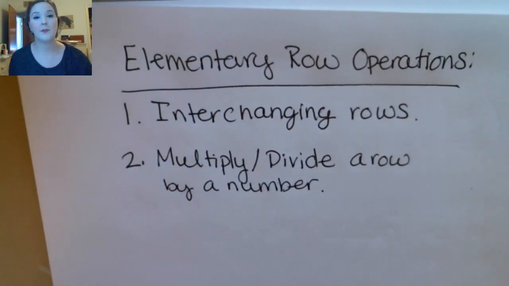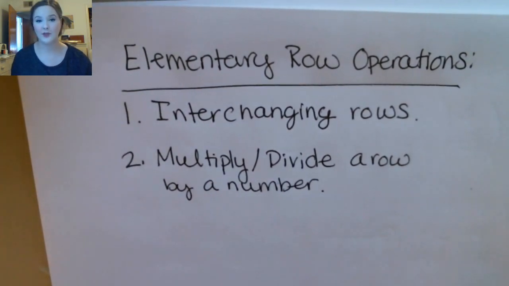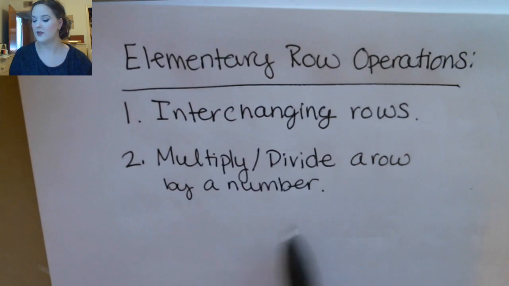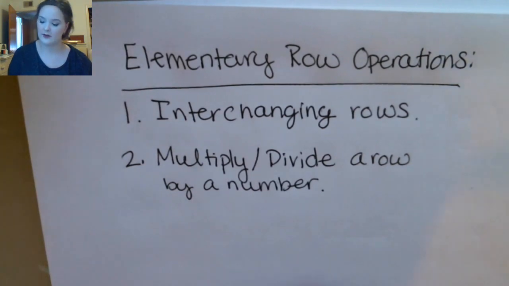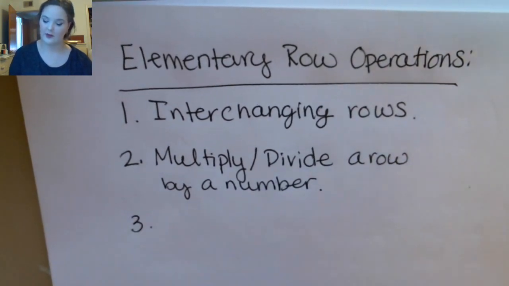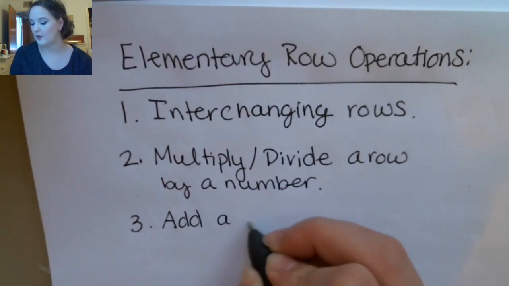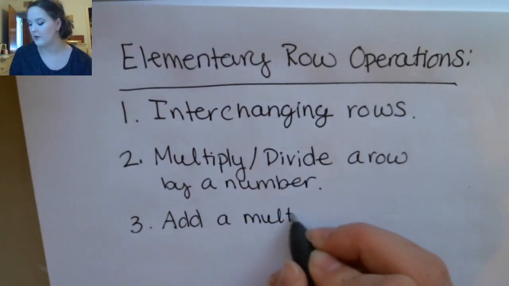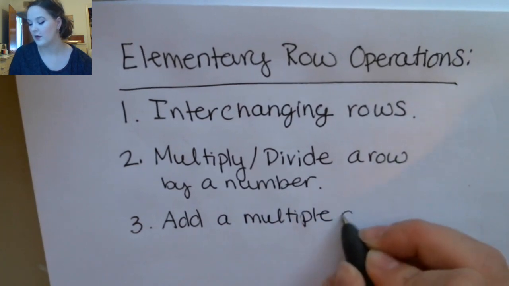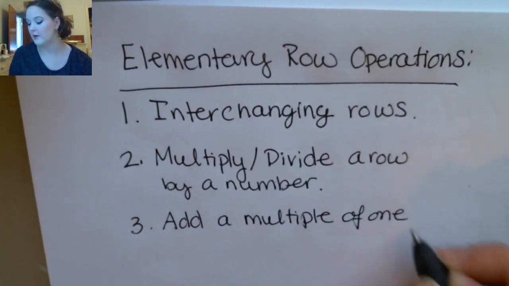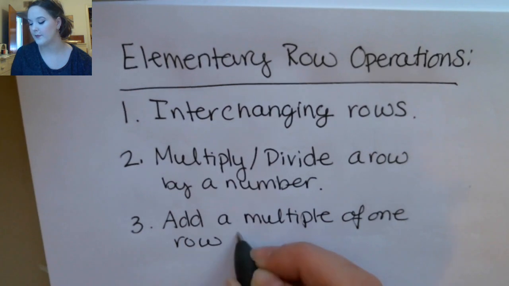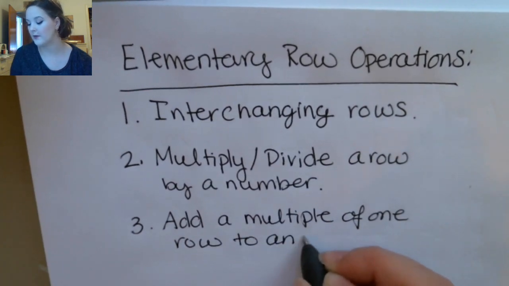This might be helpful if you have fractional coefficients. You want to make nice whole numbers. And we'll see other cases where you might want a different reason to do this, but you can certainly do that. And then the third thing you can do is add a multiple of one row to another row.